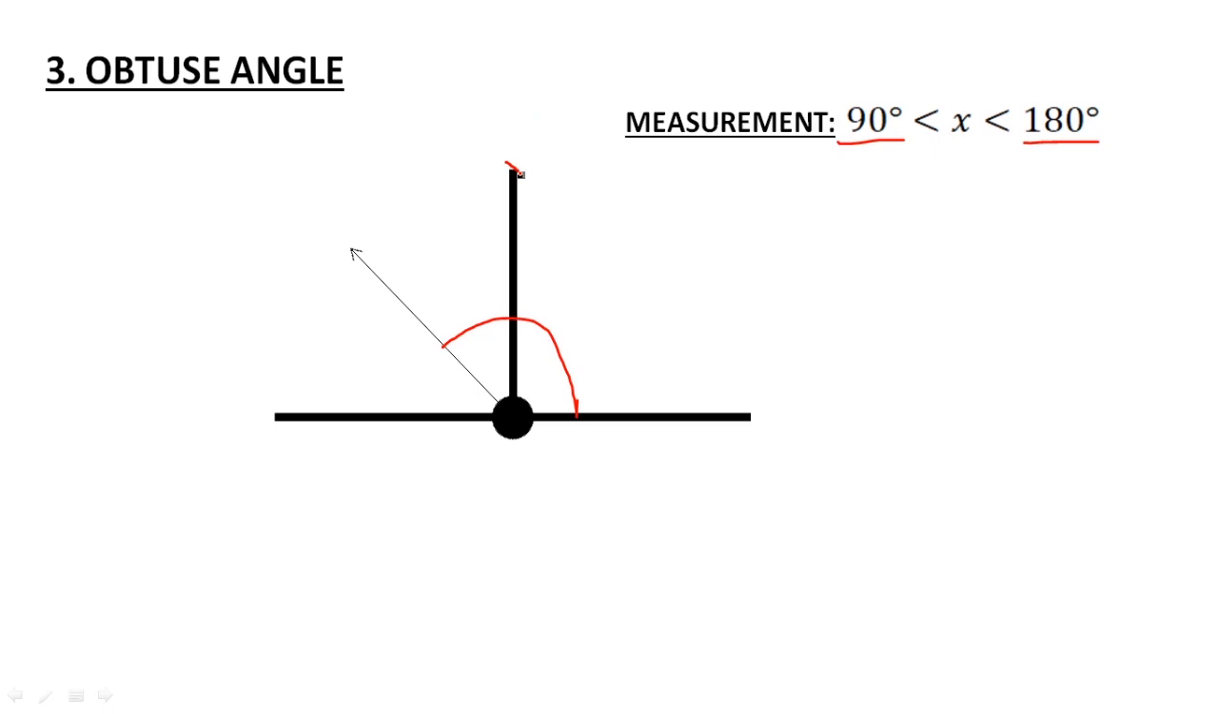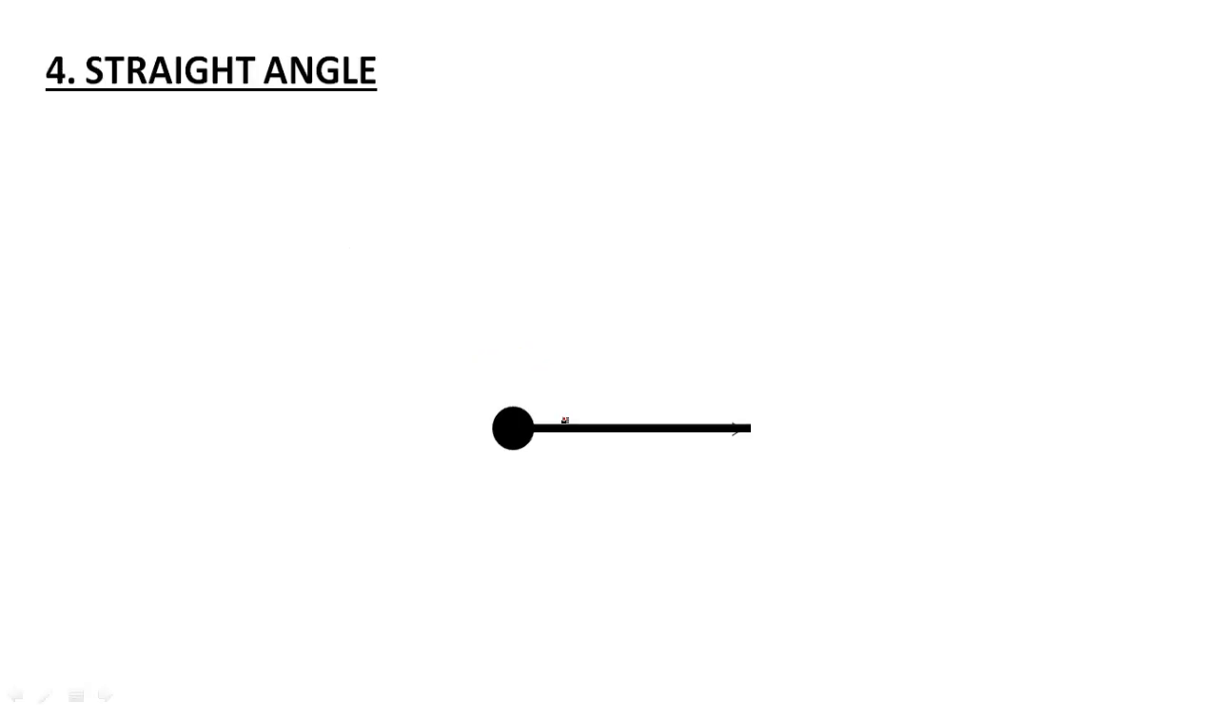So this is 90, from here to here it is 90, and from here to here it is 180. It should not exceed 180, and it should not be less than 90. So it should be from here to here, somewhere here. Okay, so this is an obtuse angle. This is how an obtuse angle looks like.